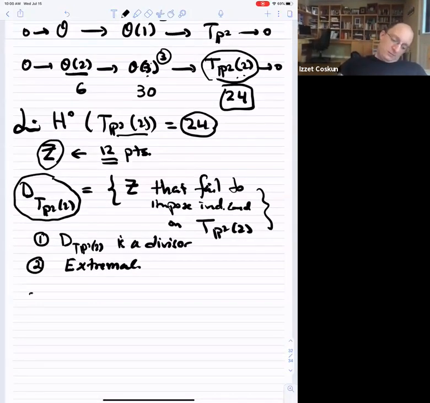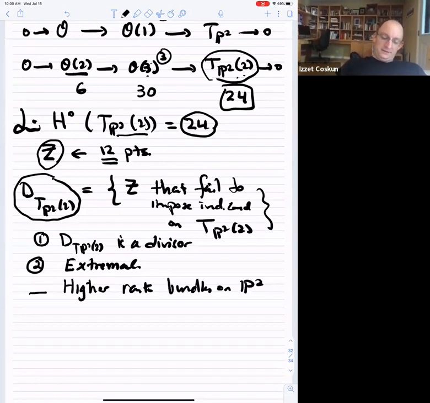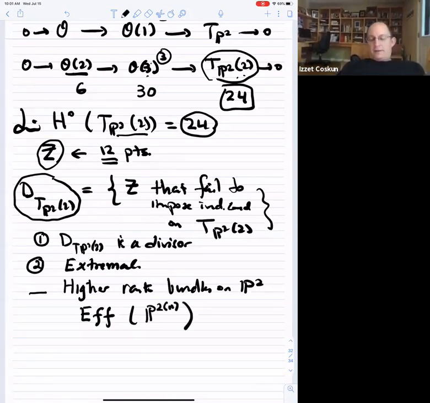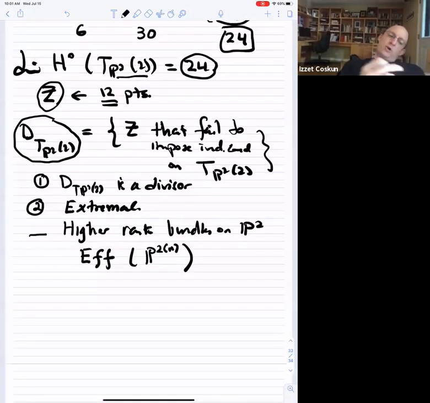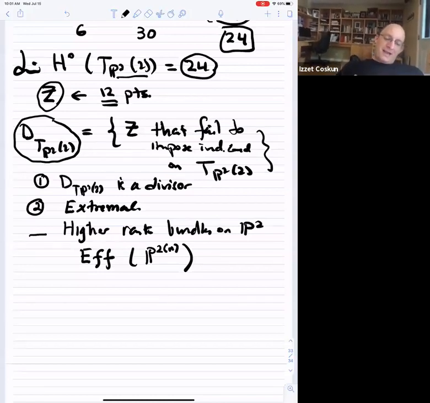So next time, what I'm going to do is introduce higher rank bundles, moduli spaces of higher rank bundles on P2, and describe for you the effective cone of X^n or P2^[n], okay? So that will be the next lecture, and we'll talk about how the geometry of these higher rank bundles interacts with the geometry of the Hilbert scheme. And that will take all of the next lecture.